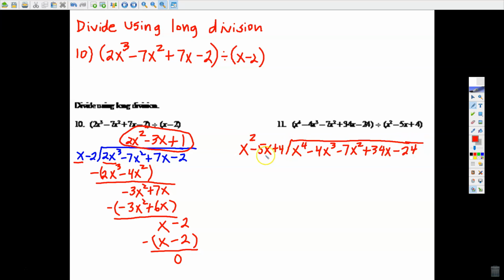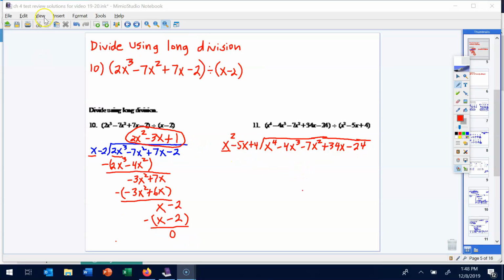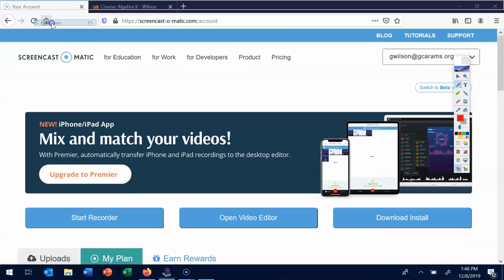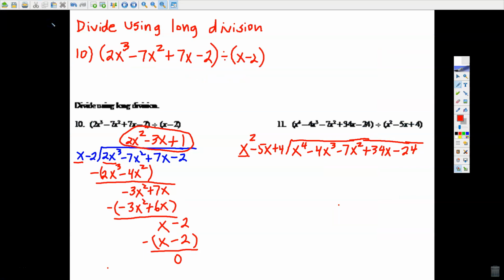All right, so once again, just like we did before, first term into first term. Okay, so we're back to division, and as I said before, first term into first term. So we divide x squared into x to the fourth. So it's like this, x to the fourth divided by x squared, and that goes x squared times. So I'm going to put x squared above the x squared term.